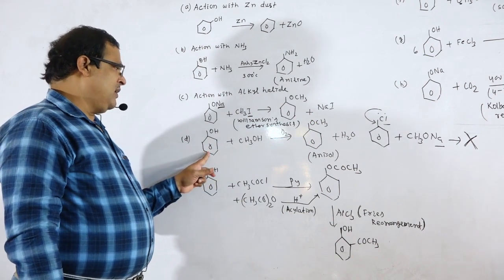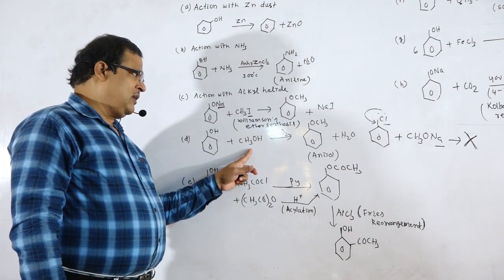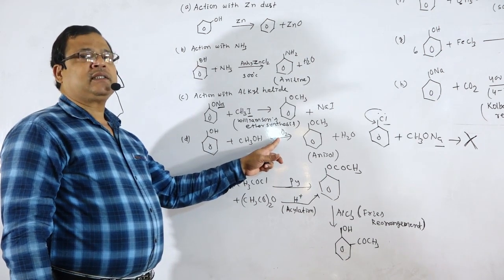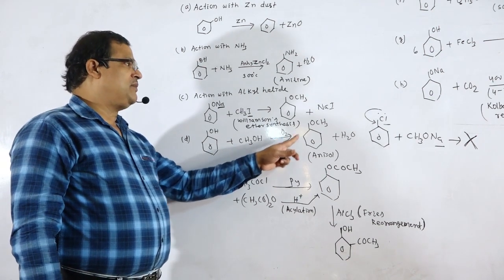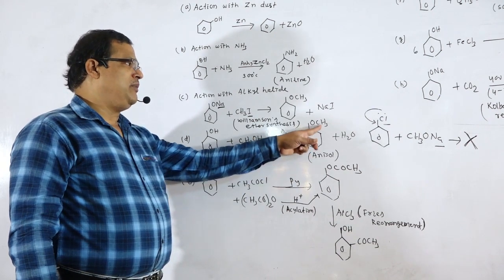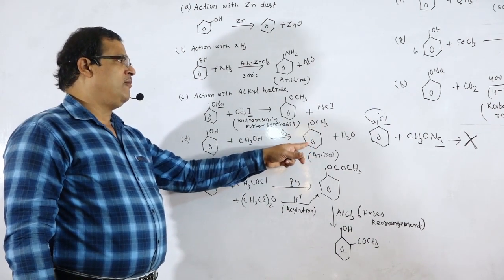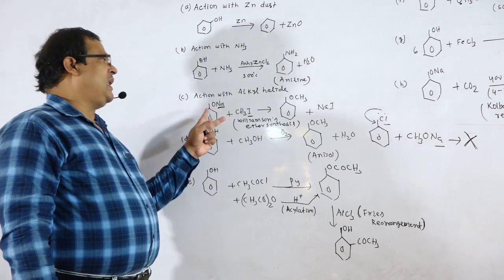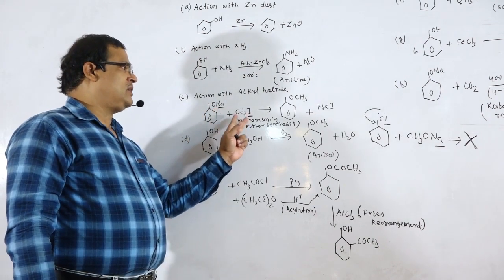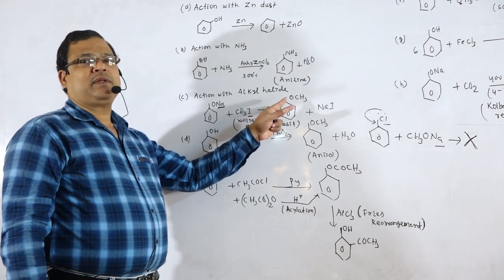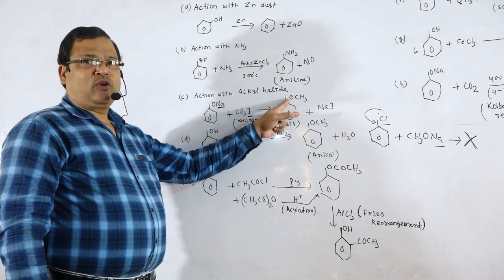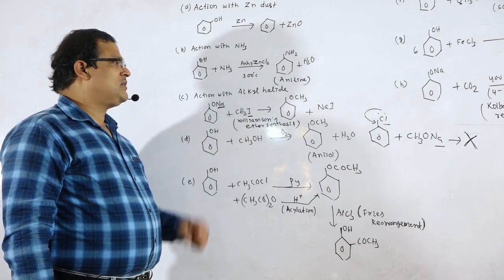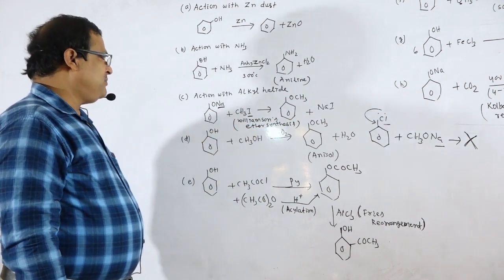So phenol reacts with methyl alcohol in presence of ThO2, which is treated as a dehydrating agent. So there is the formation of anisole, that is methoxybenzene. But the next reaction is with alkyl halide: sodium phenate that has been treated with alkyl halide. There is the formation of aromatic ethers. That reaction is known as Williamson's ether synthesis.